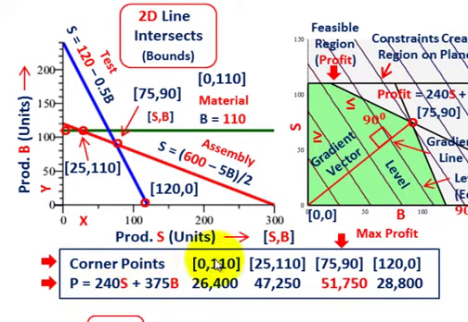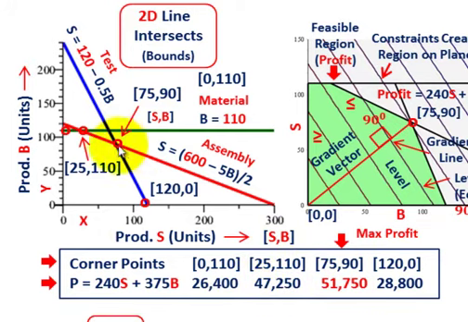Add those two quantities. Just looking at this first point here, where S equals 0, B equals 110, plugging them in, you're going to come up with $26,400. And then the next point here, 25 S, 110 B, that's this point here. You plug those coordinates into your profit function, you're going to come up with $47,250. Okay, so that's for that point.